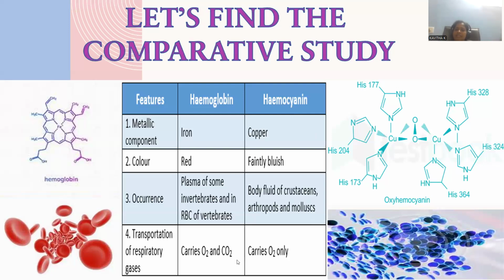Whenever oxygen is given, carbon dioxide is taken up. This is said to be the exchange of gases between the organs and the circulatory system. That's the reason why, in the case of hemoglobin, they are able to carry both oxygen and carbon dioxide. Whereas in hemocyanin, the oxygen carrying capacity is manifested, but not carbon dioxide. This is the way comparative studies are provided for hemoglobin and hemocyanin together.